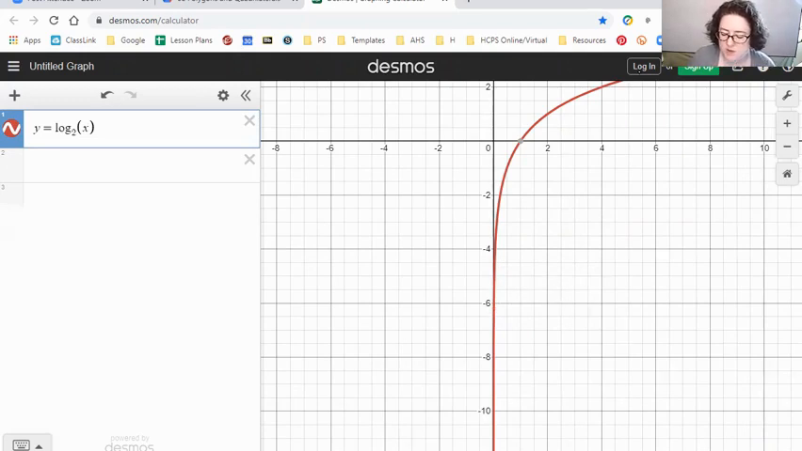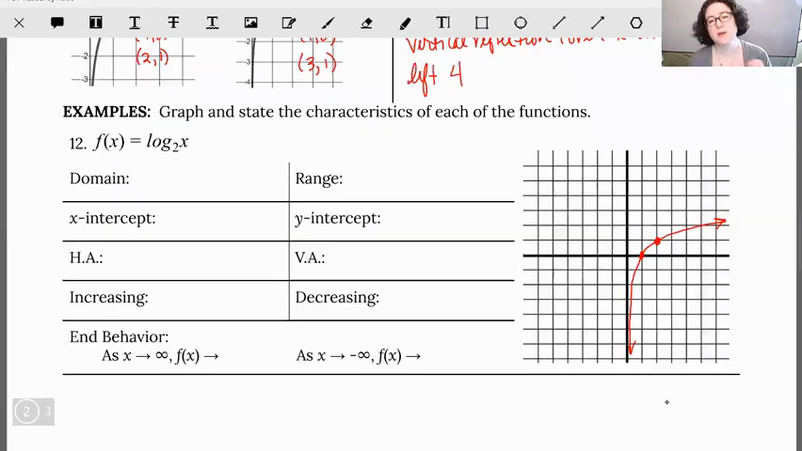And so that means we actually have a vertical asymptote at that spot. It also means that we can't cross that point. So our domain is going to be all x's greater than 0. That means, too, I can't plug any negative numbers into my log function. So when we solve equations in a second, keep that in mind.